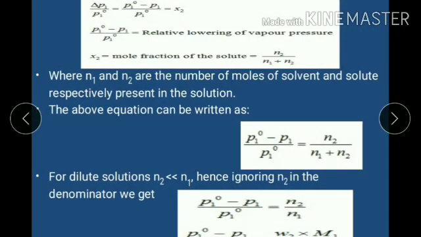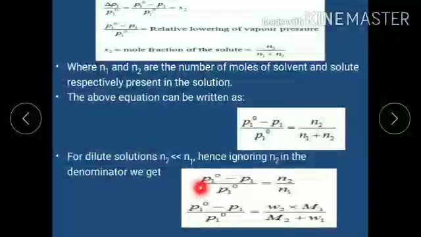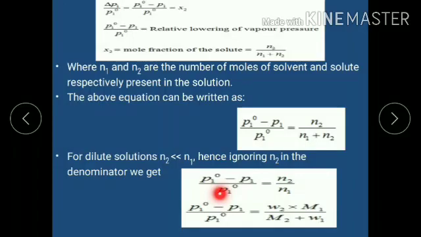For a dilute solution, if you increase the dilution, if you increase the water, then the mole fraction of solute decreases and the mole fraction of solvent increases. Then the value of n1 increases, so n1 is greater than n2. Then the formula becomes (P1⁰ − P1)/P1⁰ = n2/n1.